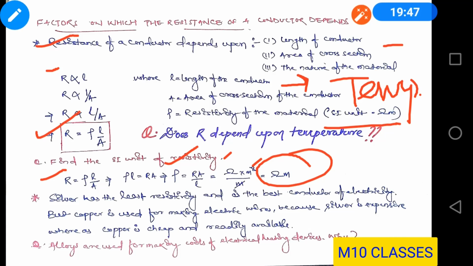Metals, when heated, readily react with oxygen and form oxides, and that damages the metal. But alloys do not get oxidized even at high temperature, and that is why alloys are used for making the coils of electrical heating devices. This is an important question.